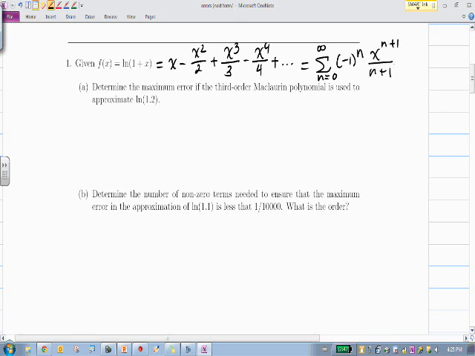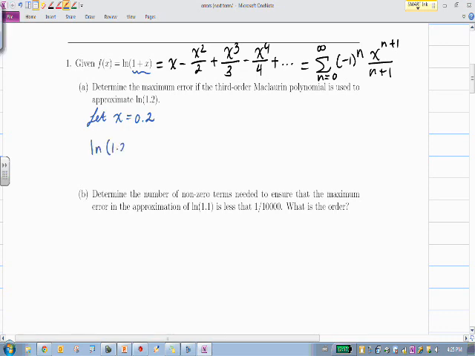Okay, so now let's look at question A. It says determine the maximum error if the 3rd order Maclaurin polynomial is used to approximate natural log of 1.2. In order to achieve natural log of 1.2 in the argument there, we have to let x equal 0.2. So here's the strategy we're going to use. We're going to plug in 0.2 wherever we see an x up to the 3rd order, and then we're going to ask what is the error of that approximation.